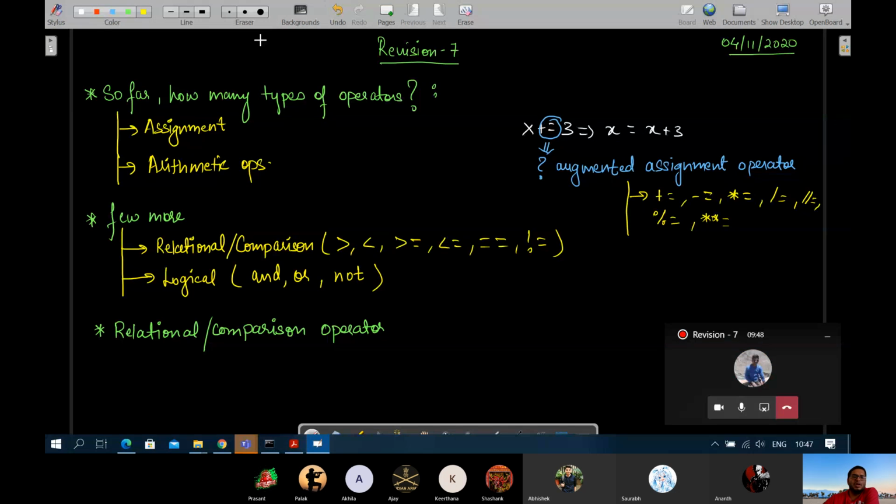Okay, Prashant. I hope my screen is not lagging for others. Yes, Anand. Okay. Right. So now relational or comparison operators. You can write here augmented assignment operators.